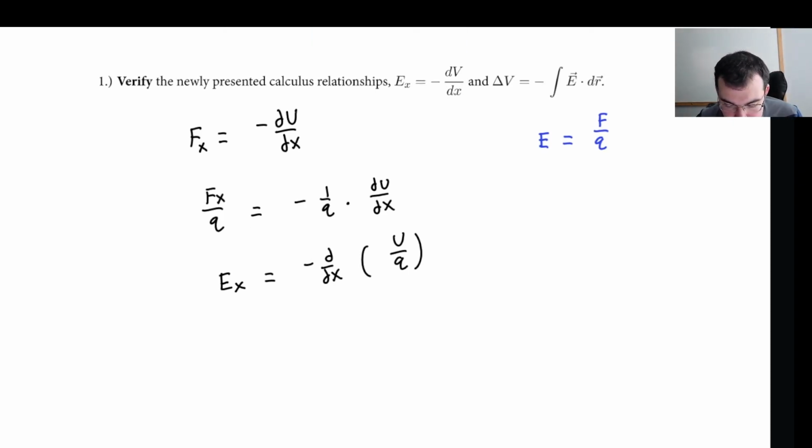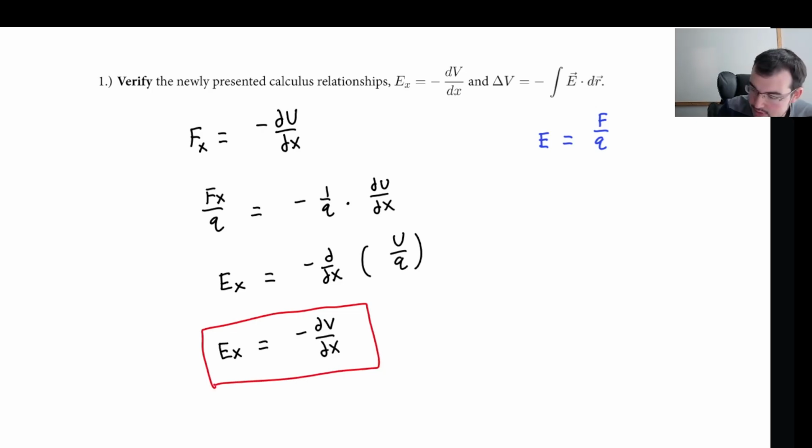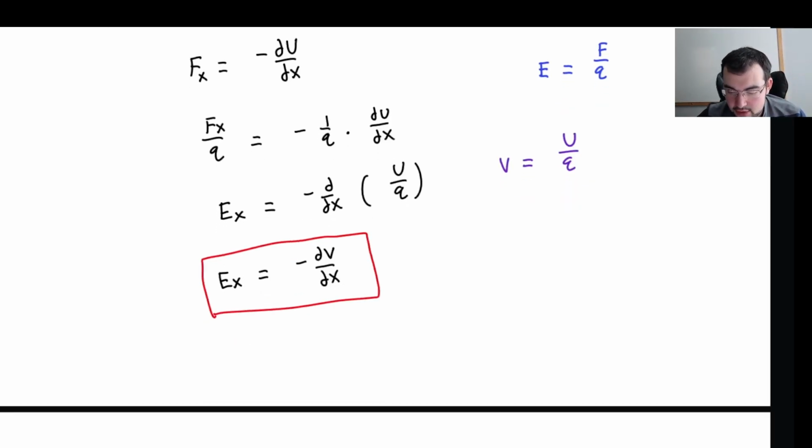And in the same way that field is force per unit charge, potential is potential energy per unit charge. So we get that the electric field is just the negative derivative of the potential. Because we also know that V is defined as U divided by Q. And now we can get the other relationship as well just by integrating this.